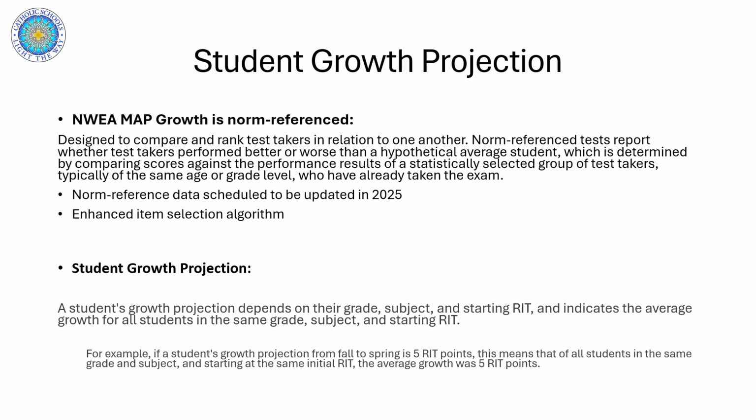For example, if a student's growth projection from fall to spring is to increase 5 RIT points, this means that all students in the same grade and subject and starting RIT score had an average growth of 5 RIT points.